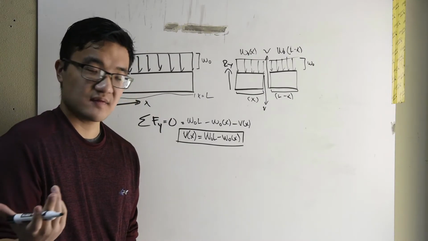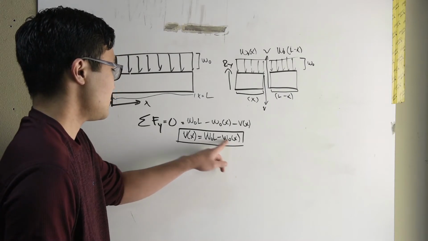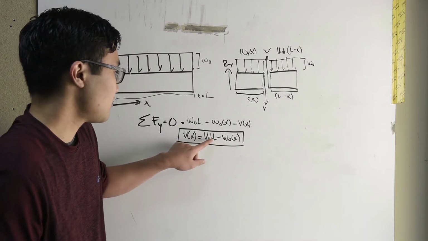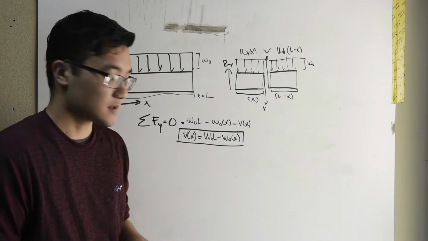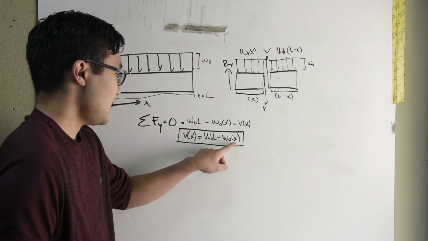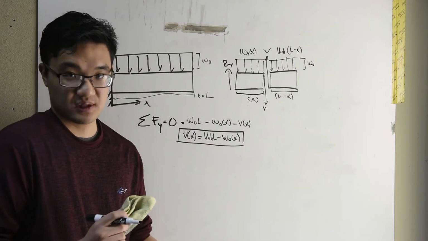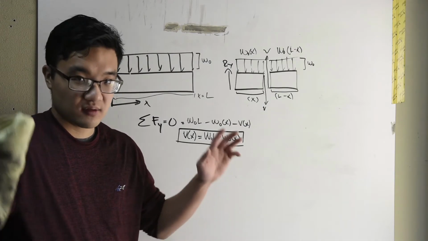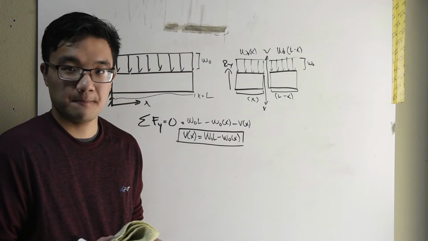Now, is it satisfied? Does this satisfy our condition? So when x equals 0, this term disappears and we're left with W naught L, which is exactly what the reaction force is. Now, when x equals L, we have W naught L minus W naught L equals 0. So that's how you check. That's your little sanity check. That right there, that equation satisfies our criteria.